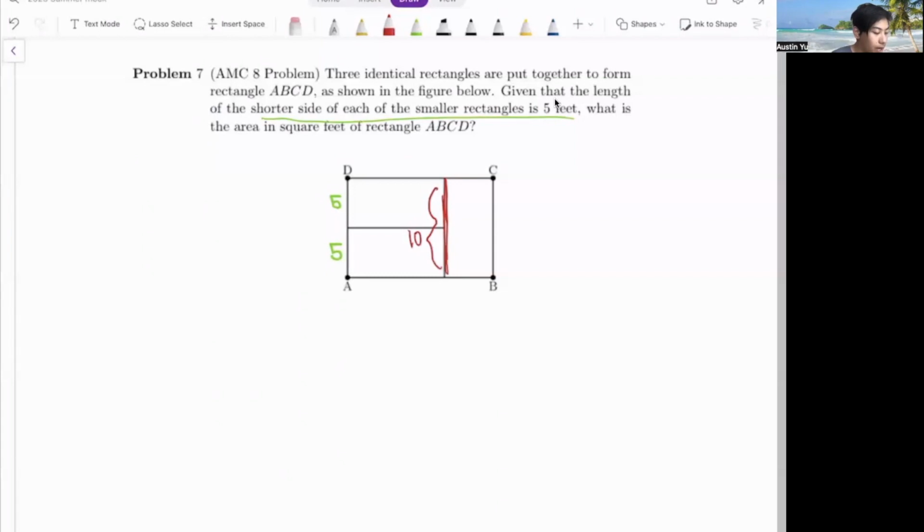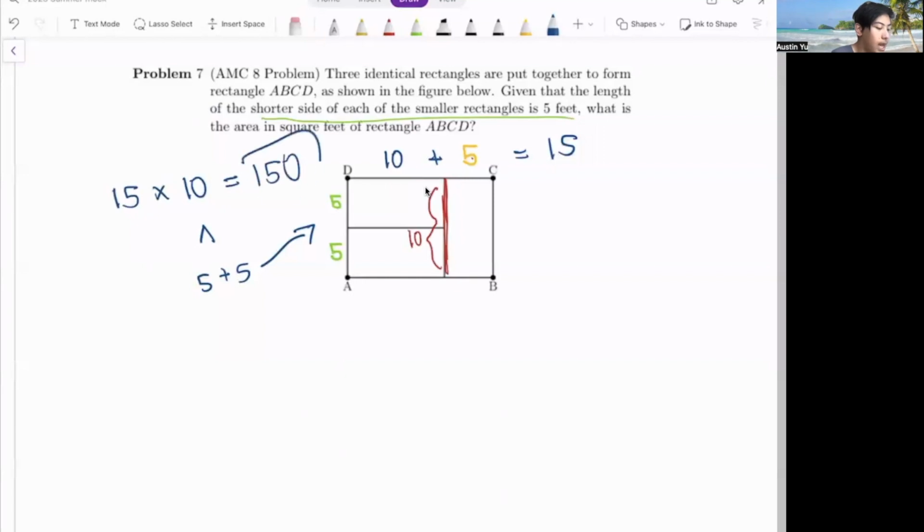So then what is the area in square feet of rectangle ABCD? Well, we can put 5 in yellow here since 5 is already given, plus the 10 that we found out. So 10 plus 5 equals 15. We can just do 15 times 10, because 10 comes from the 5 plus 5 that was given to us. So 15 times 10 equals 150. That is the area in square feet of rectangle ABCD. So there is your answer.